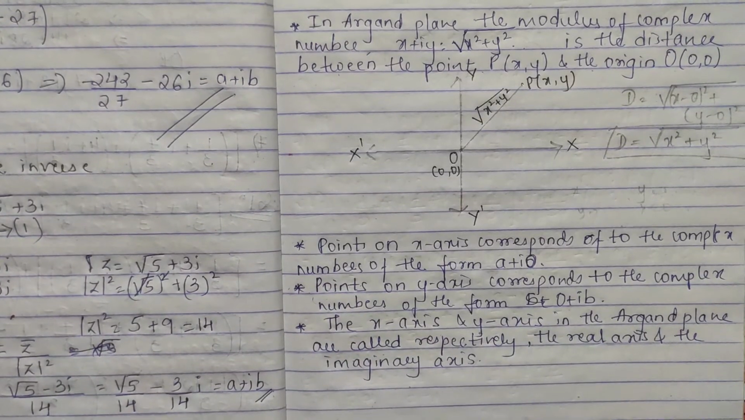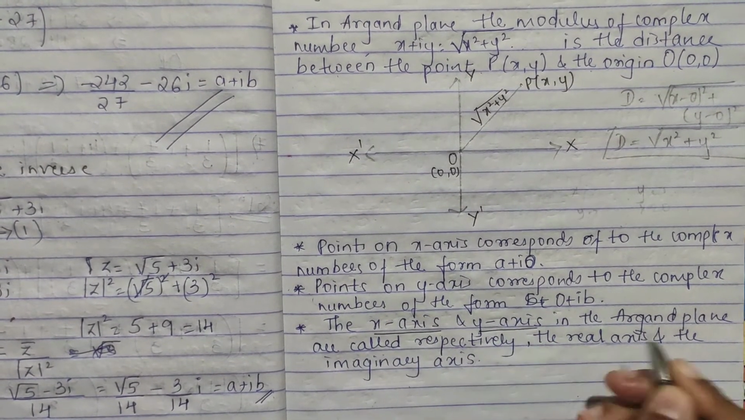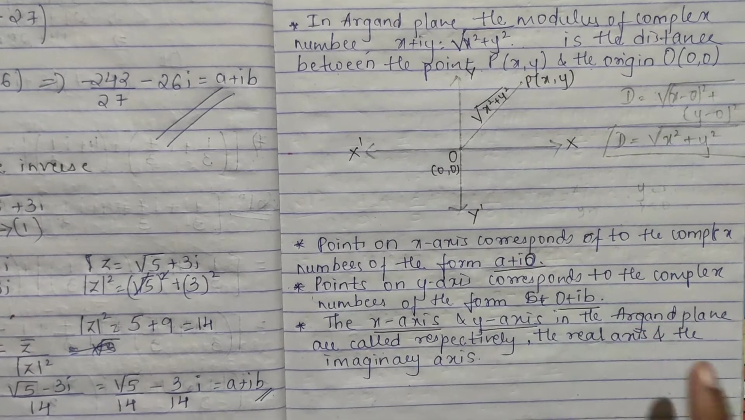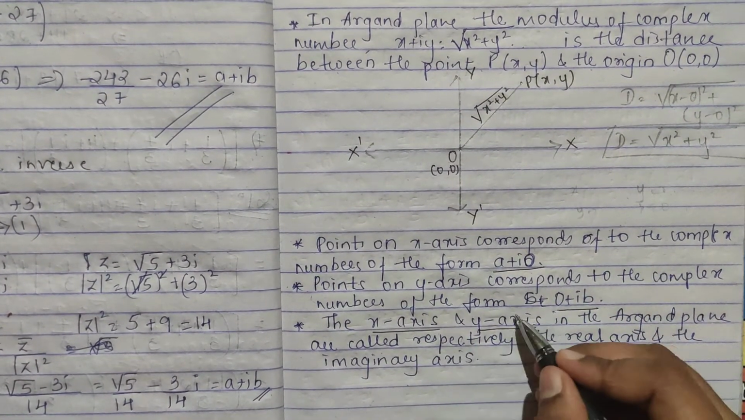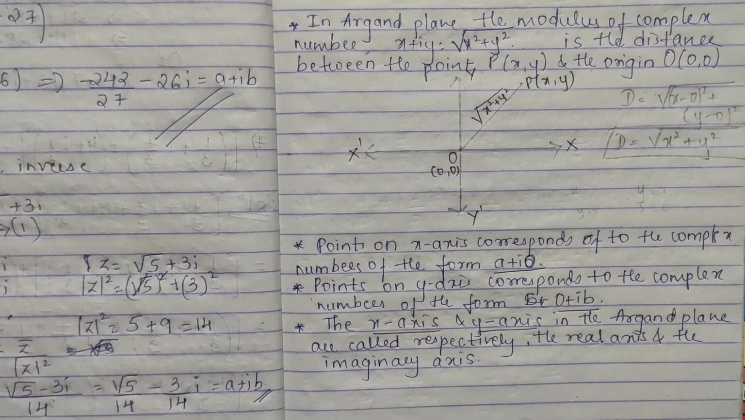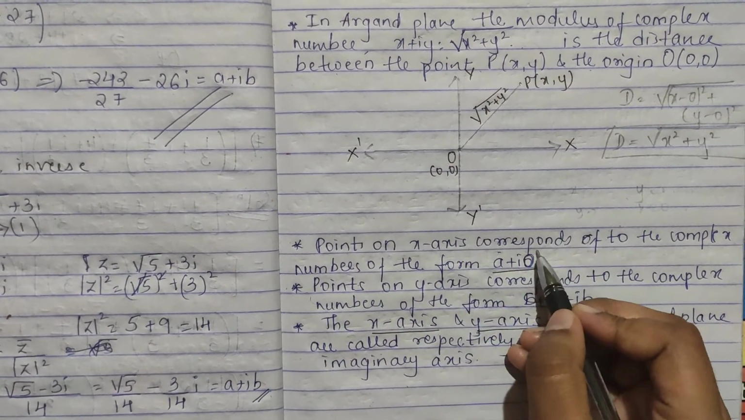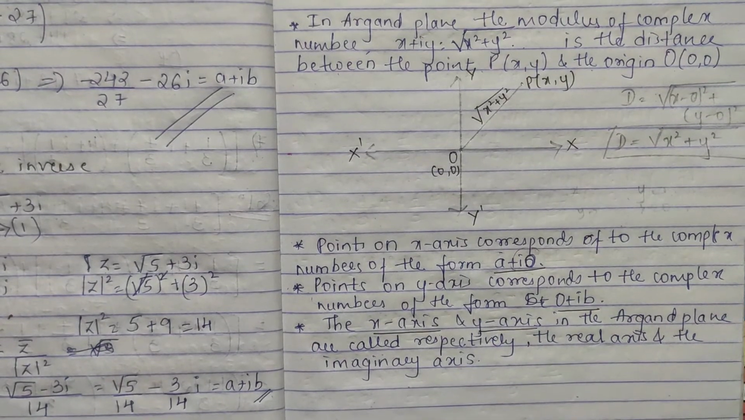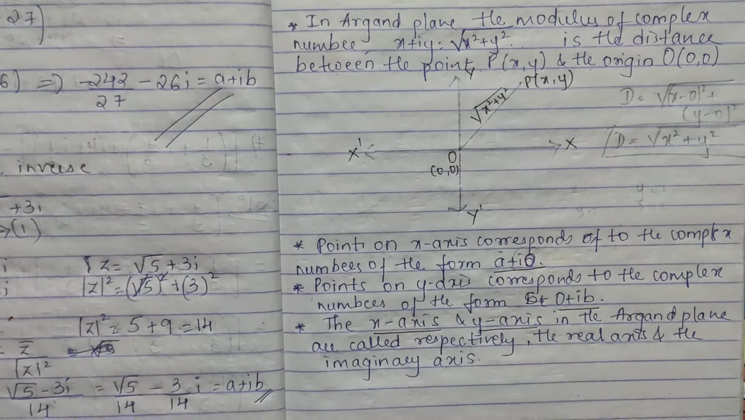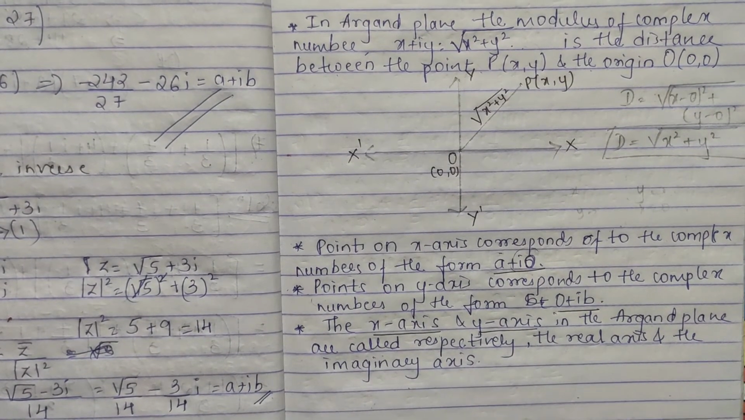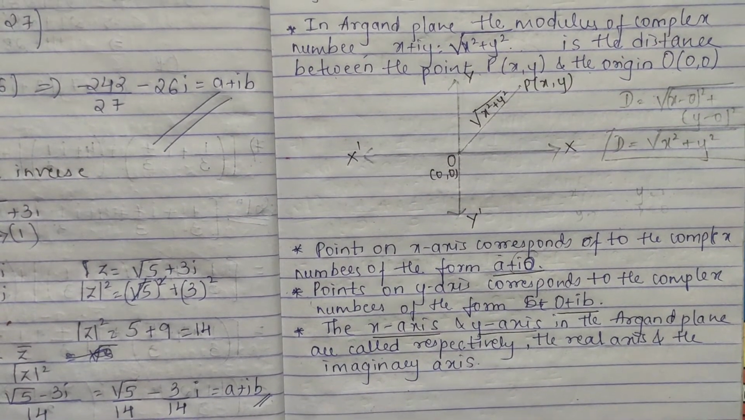And if you want, you can mark this also: the x axis and the y axis in the Argand plane are called the real axis and the imaginary axis. This is your real axis and this is your imaginary axis. When you are representing your real axis, your imaginary part will be 0. When you are representing your imaginary axis, your real part will be 0.